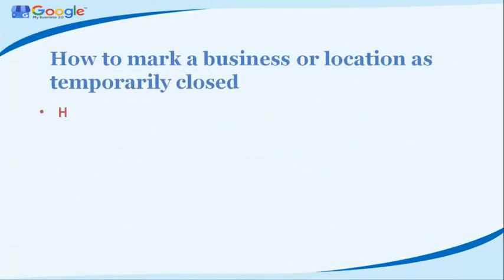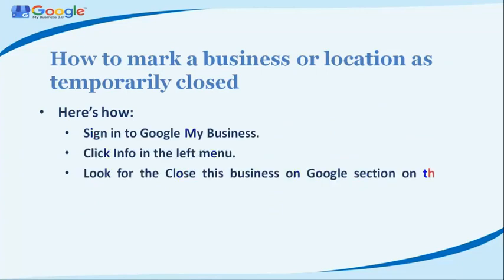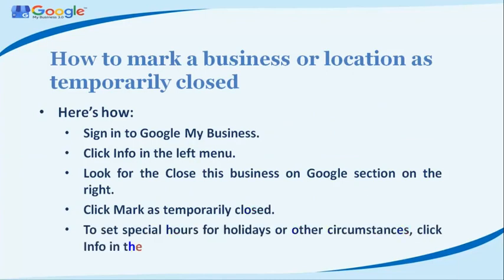How to mark a business or location as temporarily closed. Here's how. Sign into Google My Business. Click Info in the left menu. Look for the Close This Business on Google section on the right. Click Mark as temporarily closed. To set special hours for holidays or other circumstances, click Info in the left menu, then Special Hours.